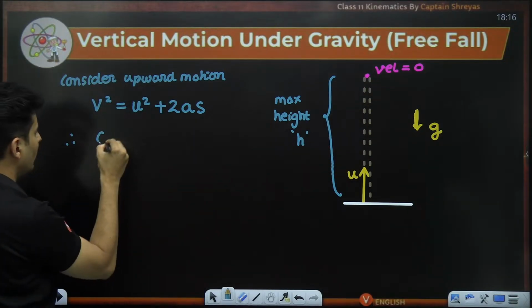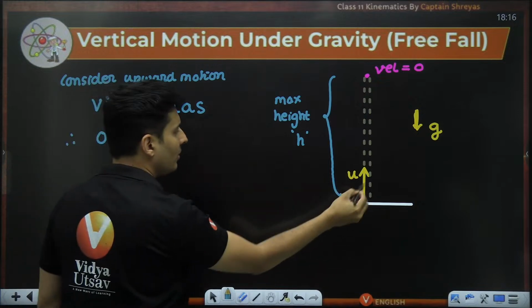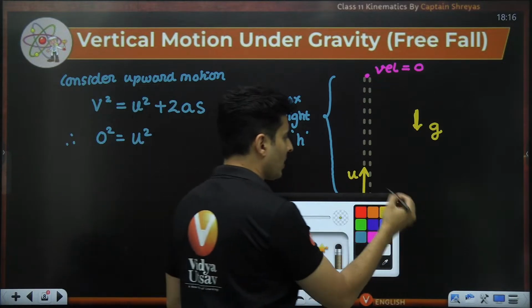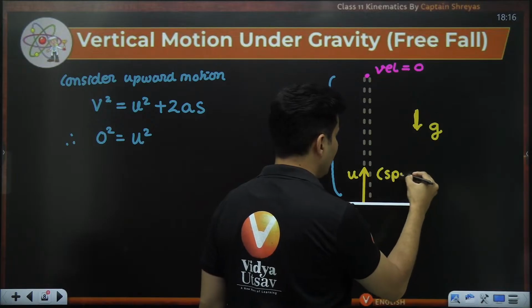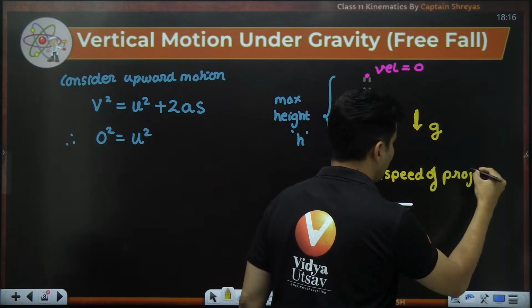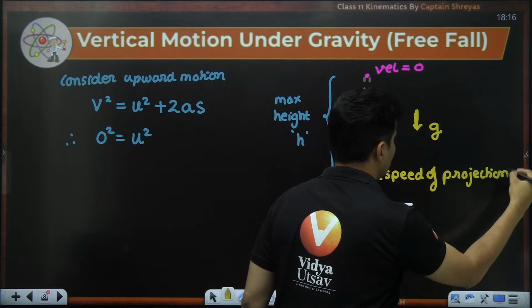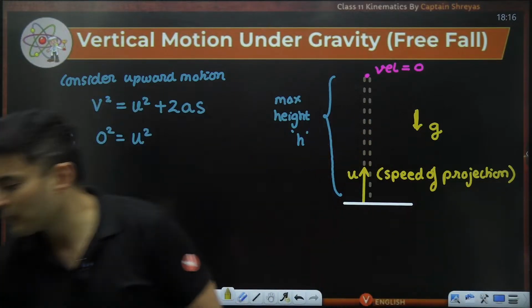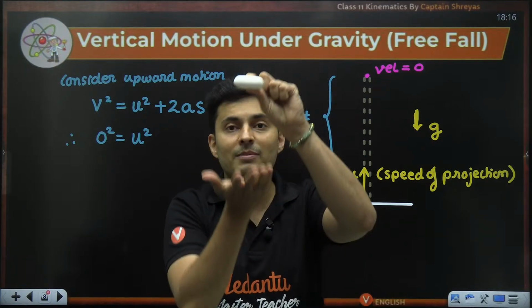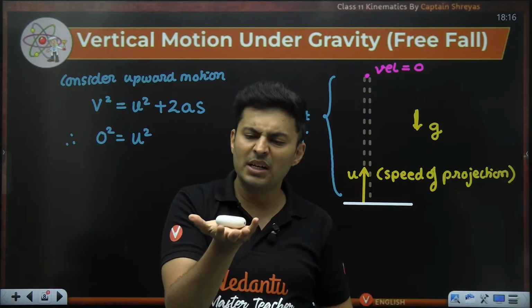Final velocity is 0. Initial velocity, well, that is u. u is the speed with which I have projected it. So u is nothing but the speed of projection. Now, when I say speed of projection, it means when I throw anything up, it's the speed with which it leaves my hand. Don't say, sir, when I was holding it, the speed was 0.